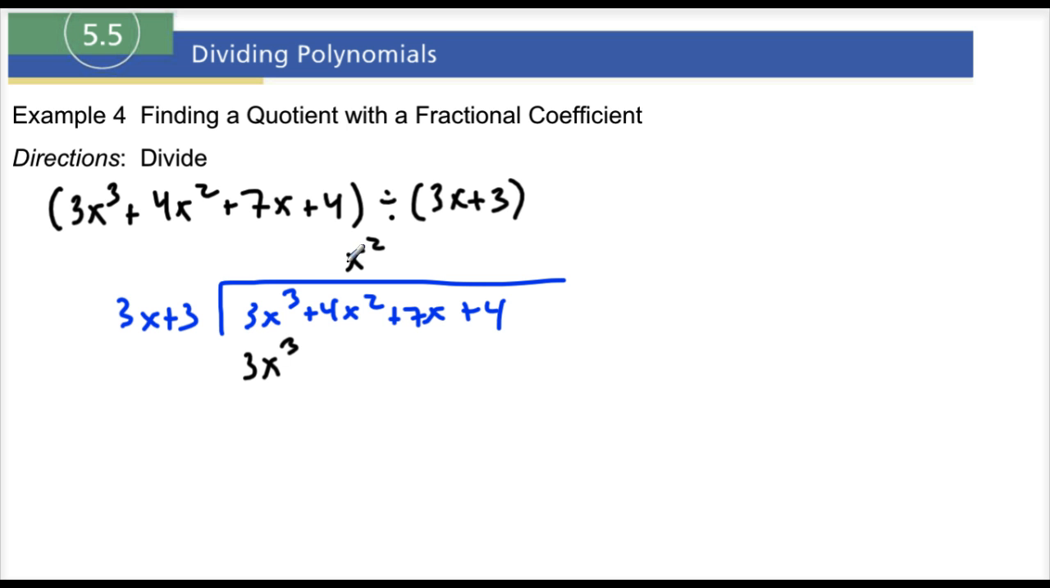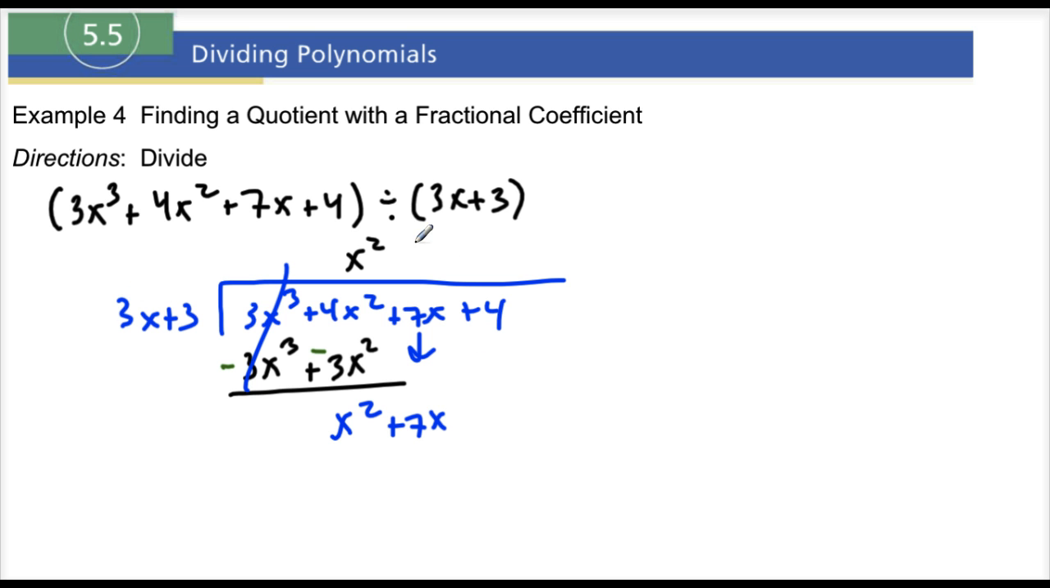So basically you distribute: x squared times 3x is 3x cubed, and x squared times 3 is a positive 3x squared. All right, and now we're going to go ahead and subtract those two. So we'll do minus 3x cubed minus 3x cubed. Voila, those are gone. 4x squared minus 3x squared gives us a positive x squared there, and we drop down our next term. All right, next guy.